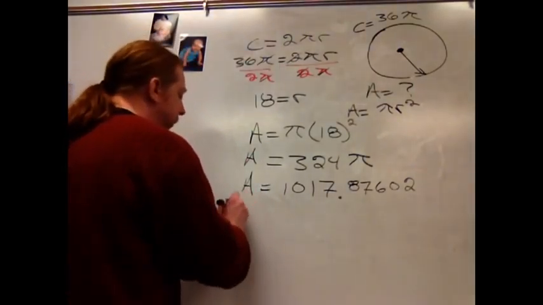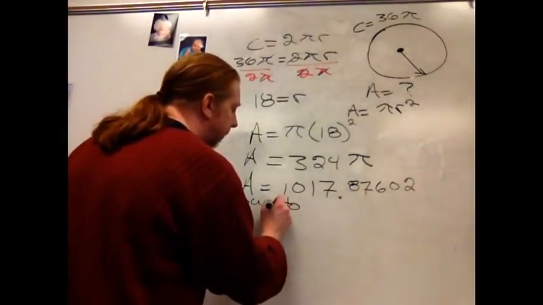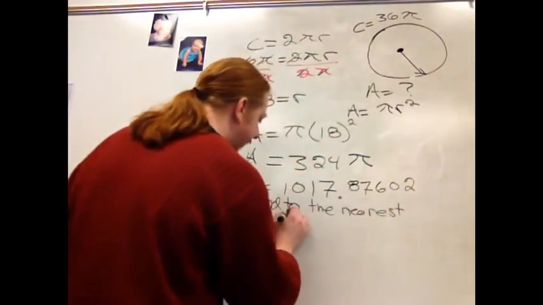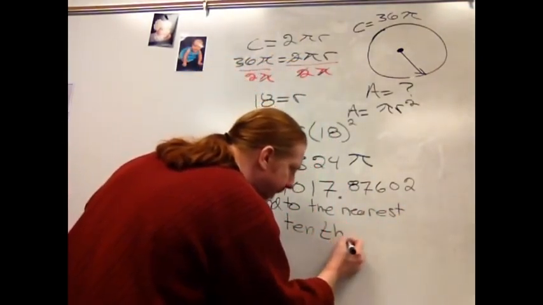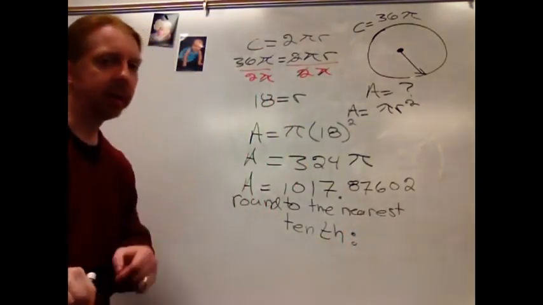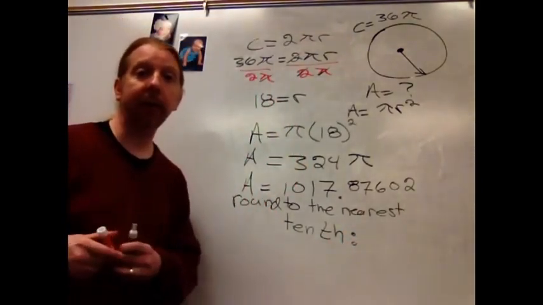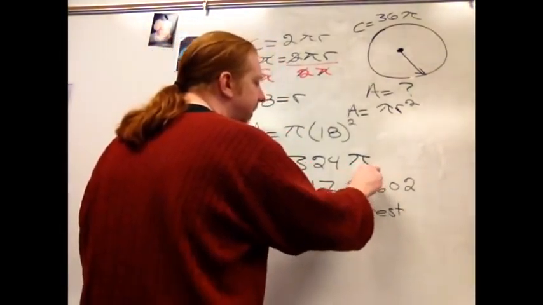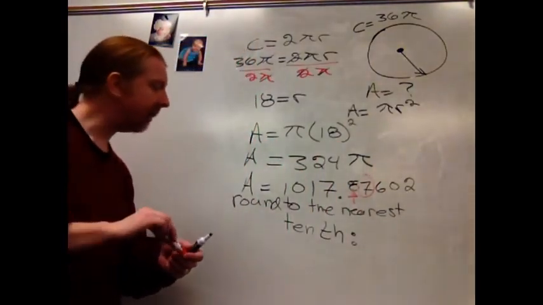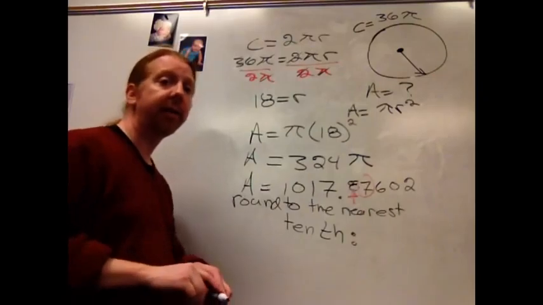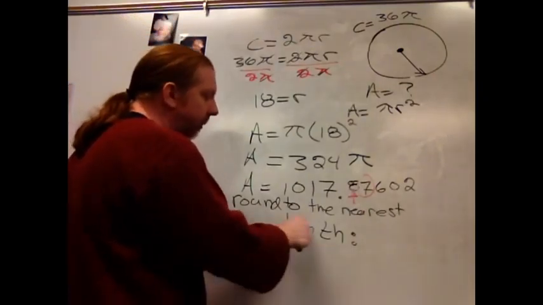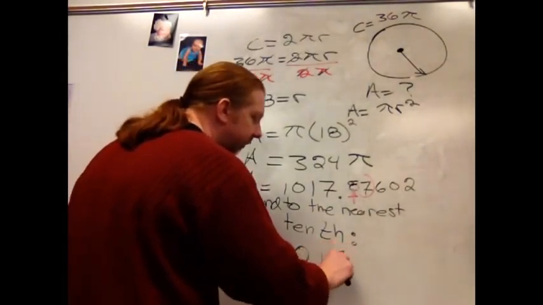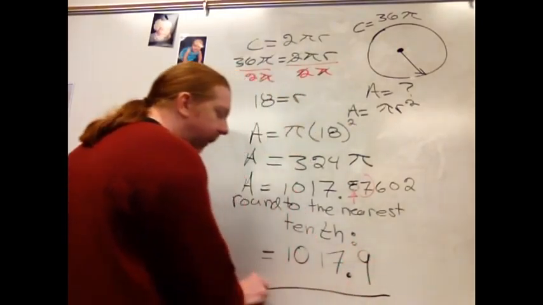If the problem asked me to round to the nearest tenth, that would be a little more work. Now when we say tenth, that's one place past the decimal point. That's this place here. So I look at this number to decide what to write. In this case, it's a 7, which is greater than 5, so I round up. So my answer rounded to the nearest tenth would be 1017.9.